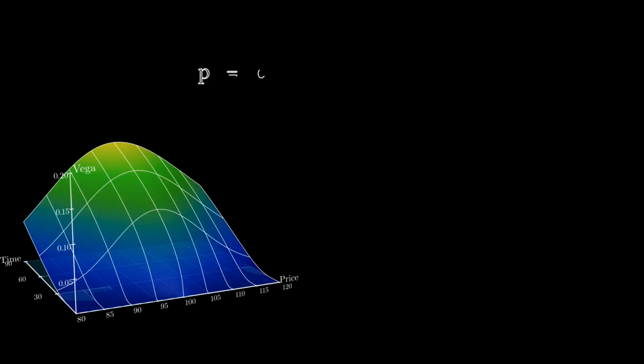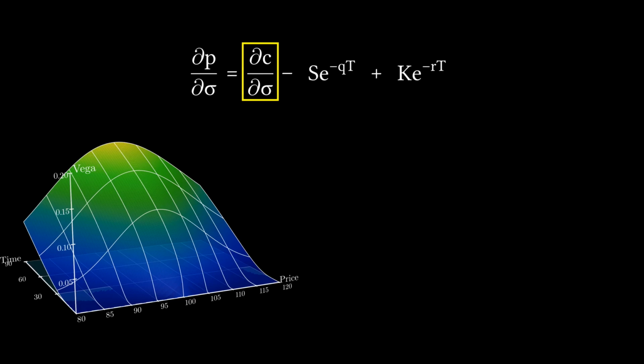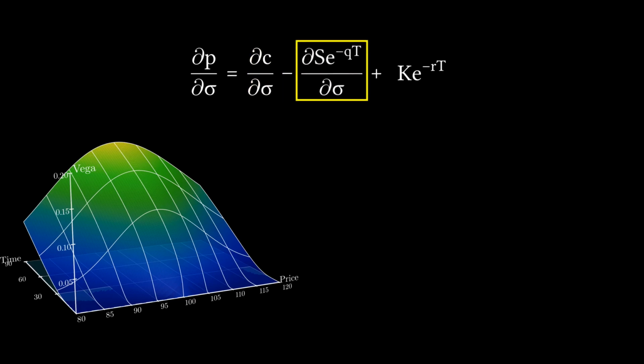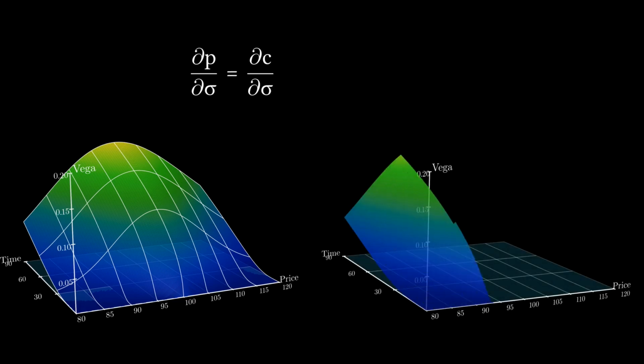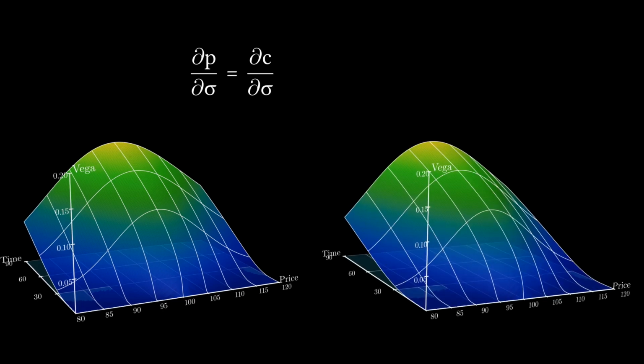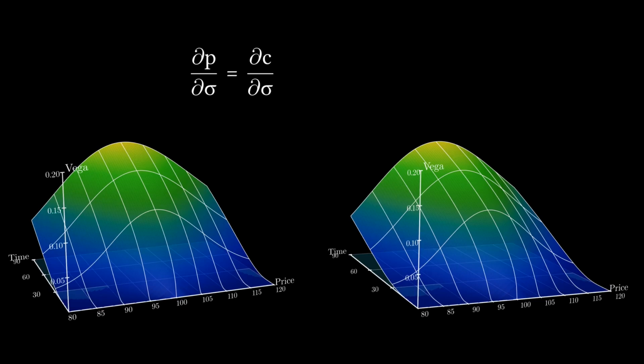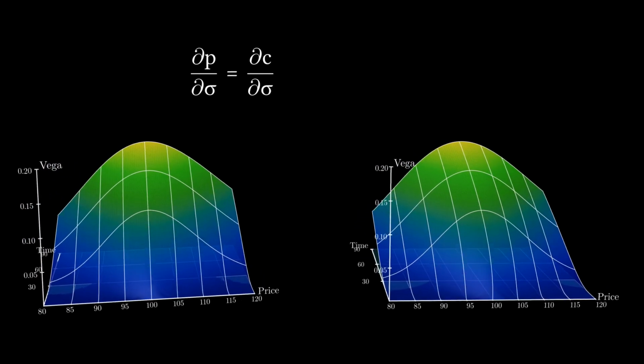Now let's differentiate the put-call parity equation for a put option with respect to the expected volatility of the underlying, which should give us Vega. We get that the Vega of a put equals the Vega of a call, and since the last two terms do not involve volatility at all, their derivatives with respect to volatility are 0. So this means that the Vega of a call is exactly equal to the Vega of a put, and a visual inspection confirms that.